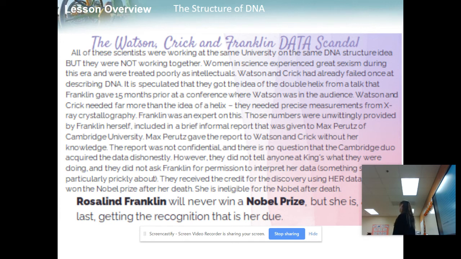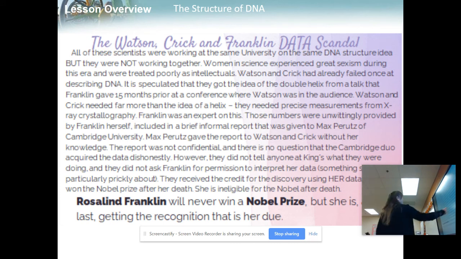Watson and Crick, less than 4 months after she died, won the Nobel Prize. They didn't even mention her name. She was not allowed to receive the Nobel Prize because it's never given posthumously. It's never given after death. So messed up. All right, but she will never win a Nobel, but everybody is finally giving her the recognition she requires.